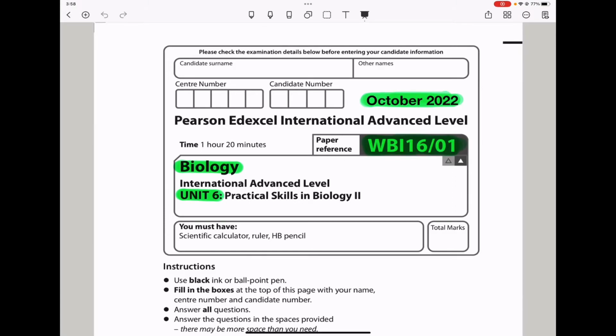Today we are doing the Pearson Edexcel International A-Level Biology Unit 6 for October 2022. Let us begin with the first question.